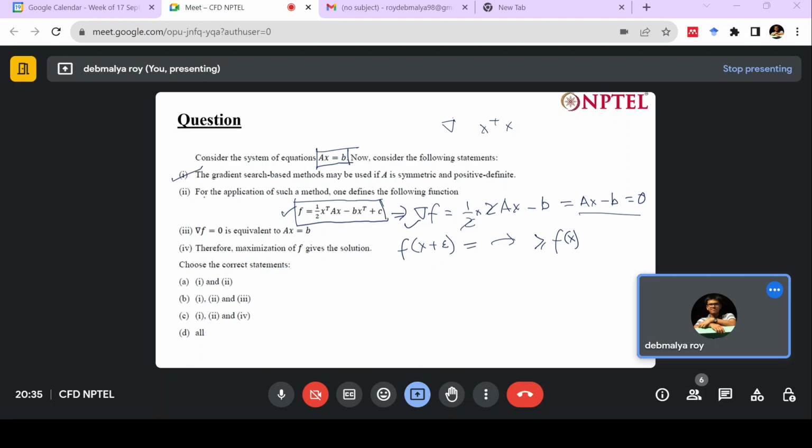What about the second question? For application of such a method, one defines the following function. Yes, this is the function, so this is also correct. Grad f equal to 0 is equivalent to Ax equal to b. That's what we discussed just now. Grad f equal to 0 would give us Ax equal to b, which is the solution. That's why we are searching for a minimum.